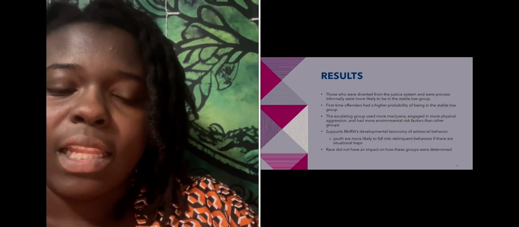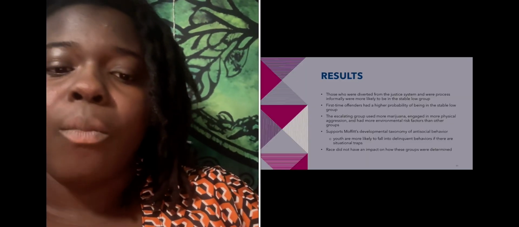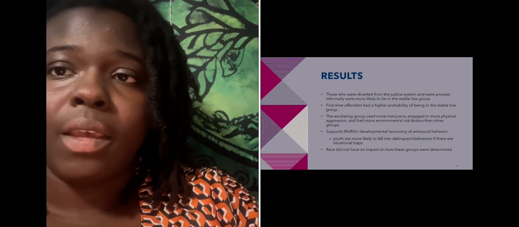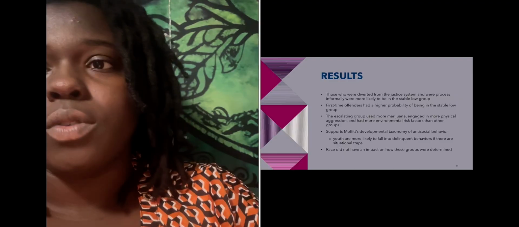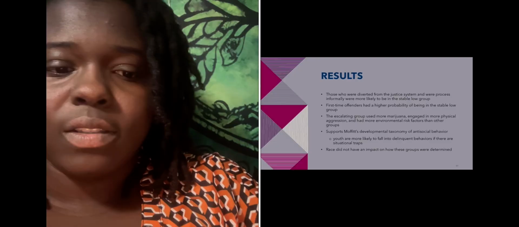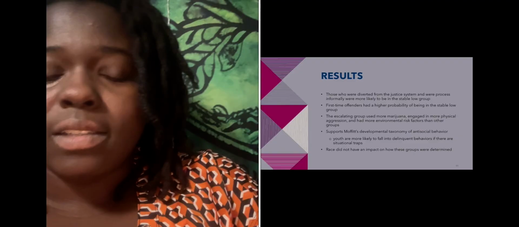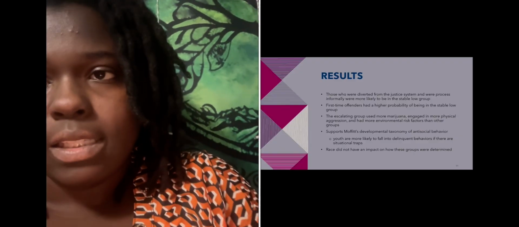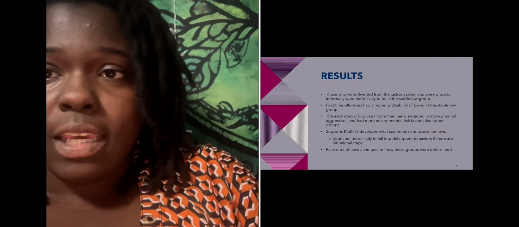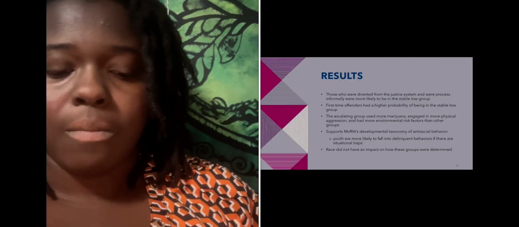And then you have the escalating group. They used more marijuana, engaged in more physical aggression, and had more environmental risk than the other groups. And so this shows that because they were more exposed to different situational traps, like Moffitt's developmental taxonomy of antisocial behavior suggests, they're more likely to fall back into delinquent behaviors because they are surrounded by those different things. And surprisingly for this study, they say that race did not have an impact on how the groups were determined.